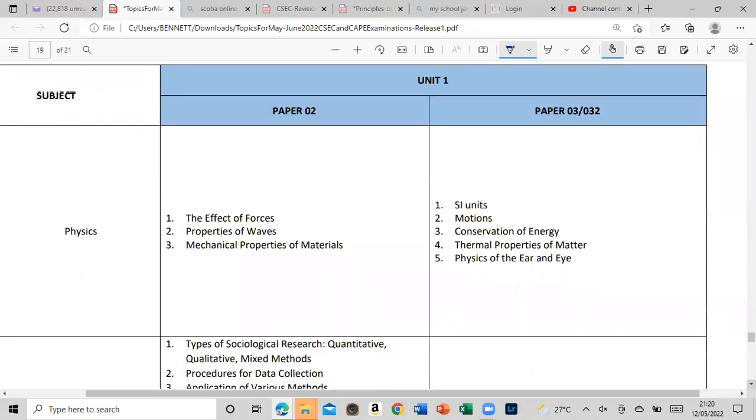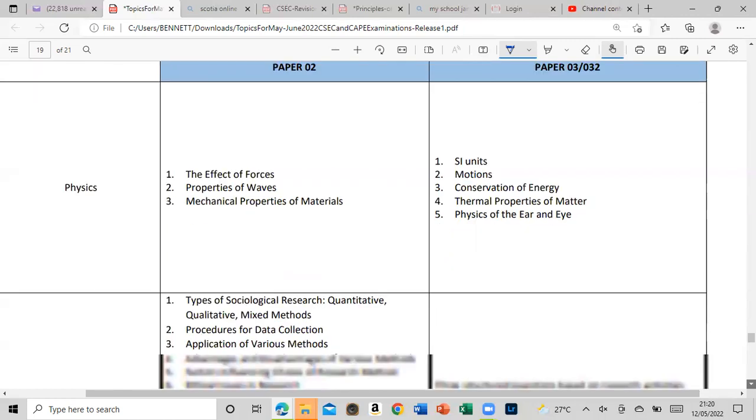All right, let's move on to physics. And this is paper 2, unit 1: effects of forces. 2, properties of waves. 3, mechanical properties of materials. And for paper 3 or 032: 1, SI units. 2, motion. 3, conservation of energy. 4, thermal properties of matter. 5, physics of air and I.